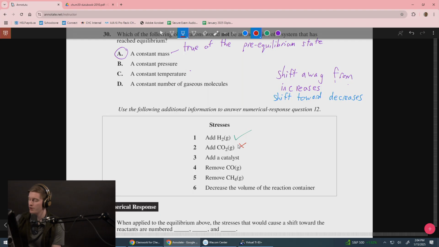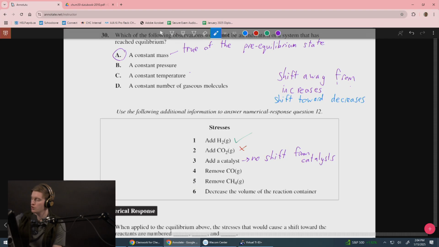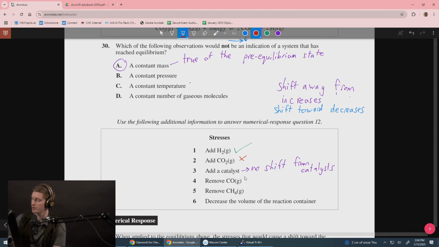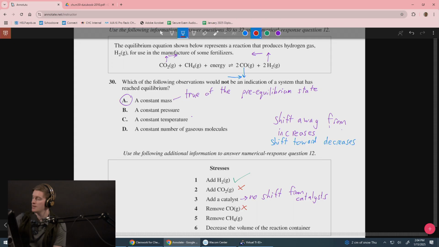Catalysts do not cause a shift. There is no shift from catalysts. Removing carbon monoxide. Well, carbon monoxide is one of our products, and we're going to shift towards decreases. So if we decrease carbon monoxide, we will shift towards the decrease. That would be a shift towards the products. We want shifts towards the reactants. If you remove a reactant, however, like methane, then you would shift towards that decrease. So that would shift us to the reactants.